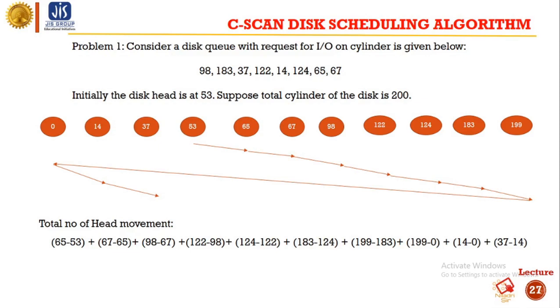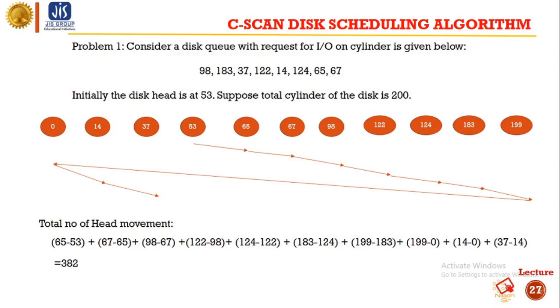From 199 we have moved in the opposite direction to 0, so the total head movement is 199 minus 0. Then we have moved from 0 to 14, so the total head movement is 14 minus 0. From 14 we have moved to 37, so the total head movement is 37 minus 14. So the total result is 382. This is how the C-scan algorithm works.